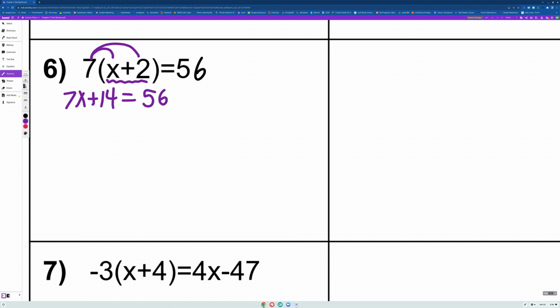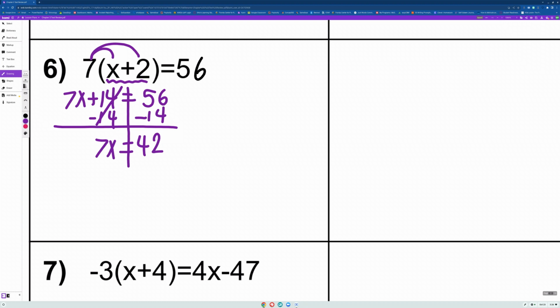So the next thing I'm going to do is I'm going to go ahead and make sure that I'm trying to get my x by itself. To do that, I first need to get rid of my constant, which is 14. It's a positive 14, so I need to do the opposite on both sides, and that'll be subtracting 14. Once I do that, my 14s cancel, and I get 7x is equal to 42.